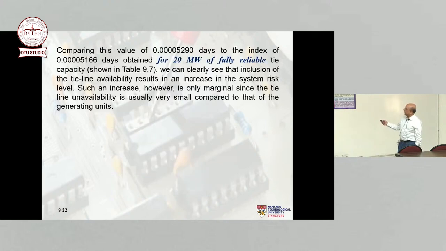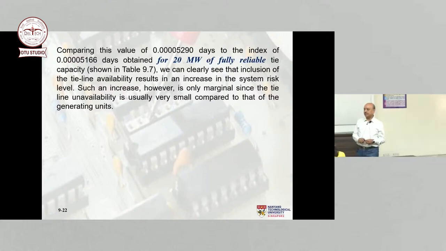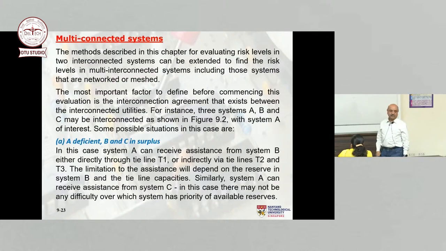Okay. So compare this value with the original index obtained for 20 megawatt of fully reliable tie capacity. We can see that the inclusion of the tie line availability results in an increase in the risk expected. We are quantifying the increase. We expect that the risk will increase, surely. So such an increase is only marginal since the tie line unavailability is usually very small. As I mentioned, tie lines are fairly reliable. Okay? So we have seen the impacts of tie line. We have seen the impact of tie line capacity. We have seen the impact of tie line forced outage rates.